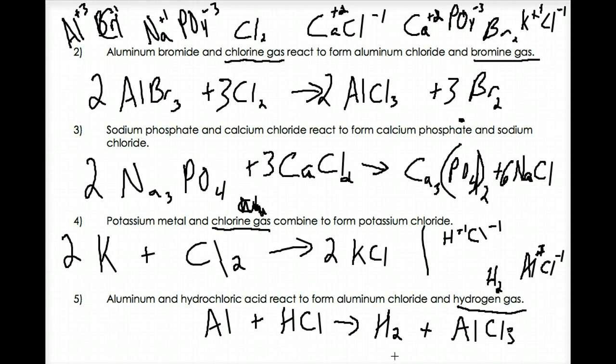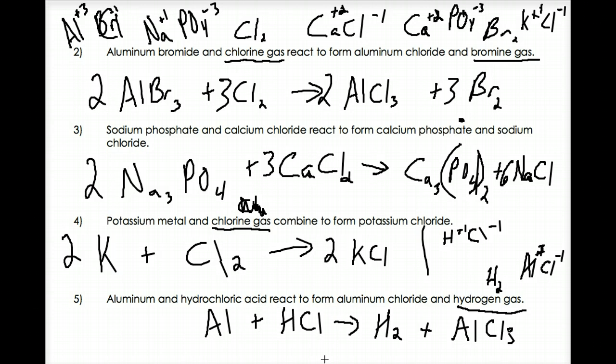Starting here, first of all, aluminum plus hydrochloric acid yields hydrogen gas and aluminum chloride. I did it out of order, and that's fine. I have my 4 compounds written correctly, 2 elements and 2 compounds. Now it's time to balance. I have 1 aluminum, 1 H, 2 H's. I could put a 2 here.